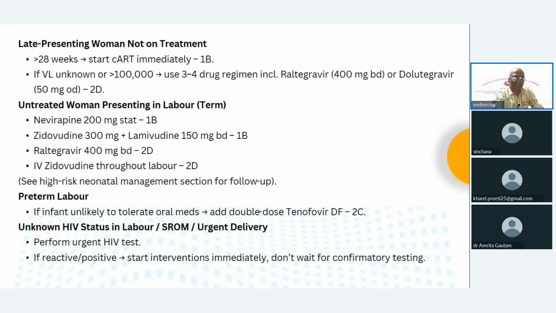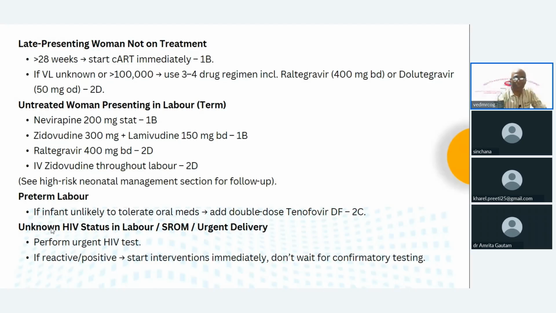Is it clear to you? Yes, sir. You may get a little confused with the doses and all, but don't get confused with the doses. Just remember the names of the drugs. At least you will come to know, if you remember this way: 2 NRTIs, 1 NNRTI, and 1 integrase inhibitor is required along with IV zidovudine throughout the labor. Then if she is in preterm labor, the infant is unlikely to tolerate oral medicine, so add double dose tenofovir DF. So these patients require tenofovir in preterm labor.